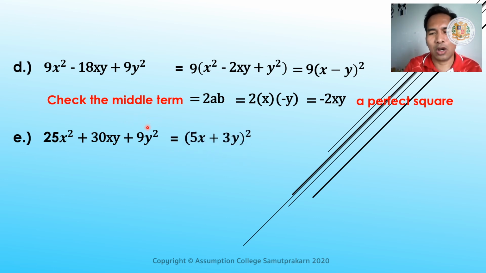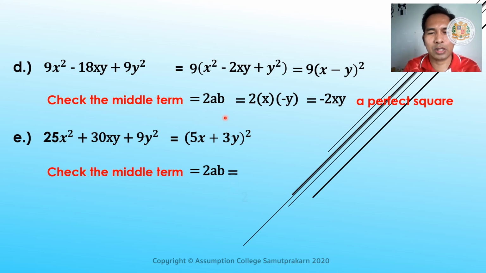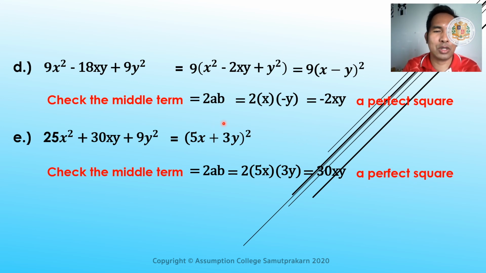But again, always check the middle term. Okay, the middle term is 2ab. And our a here is 5x and b is 3y. So 2 times 5x times 3y. What is 2 times 5? 10, times x is 10x, times 3 is 30x, times y is 30xy. So therefore, a perfect square. So that means your answer is correct. Because we have a perfect square, then you can use the formula of a perfect square.